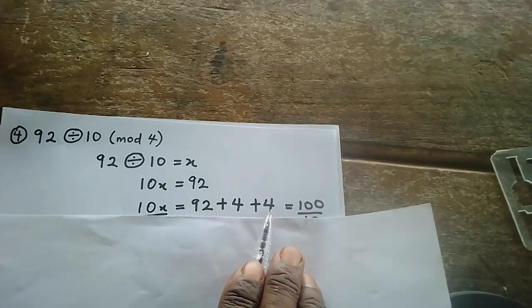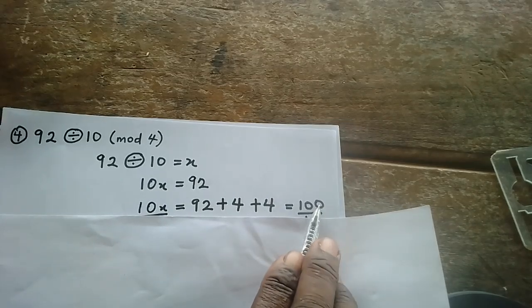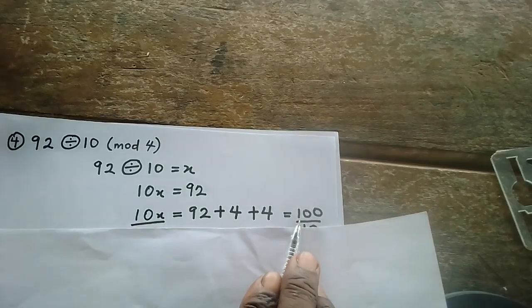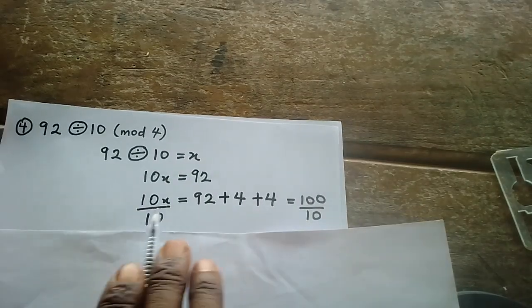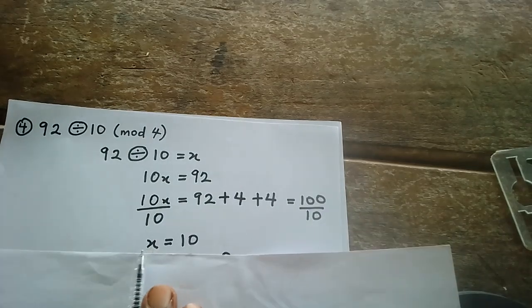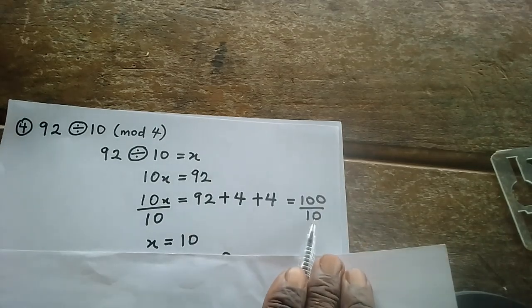Add another 4, making it what? 100. So if you divide 100 by 10, it will now give you a whole number. So that's when you now divide both sides by 10. If you divide this by 10, you are left with x here. 100 divided by 10 is what?